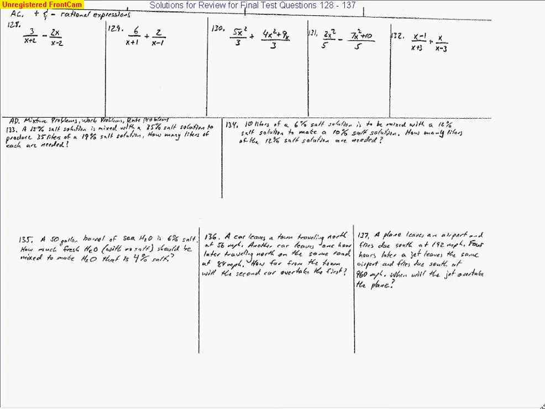These are the solutions for the review for the final test, questions 128 through 137. So let's take a look at our first problem here, and we're subtracting rational expressions.